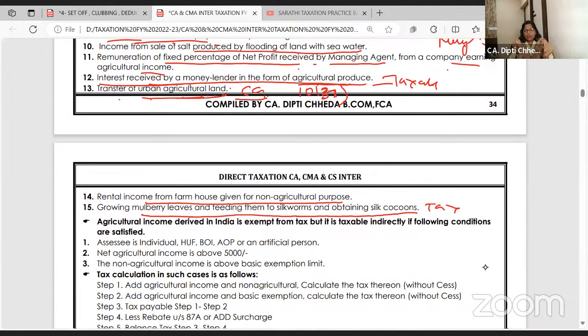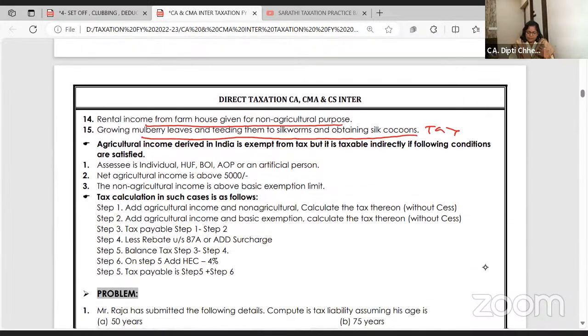So now you are clear what is agricultural income and what is not, huh? Just put a comment, AC, all clear. Chalo. Now, agricultural income derived in India.